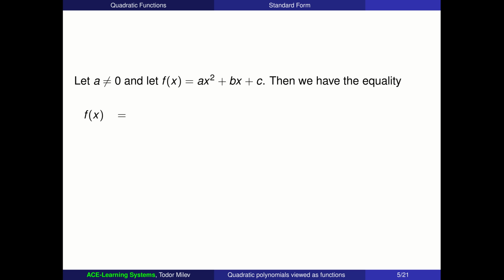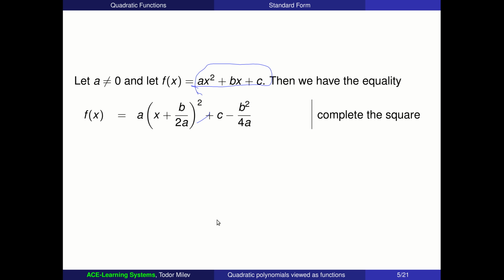Now, I want to teach you one mathematical term, that of a quadratic polynomial discriminant. So what did we do in the preceding slide? We took the expression ax squared plus bx plus c, and we rewrote it as a times (x plus b over 2a) squared plus c minus b squared over 4a.